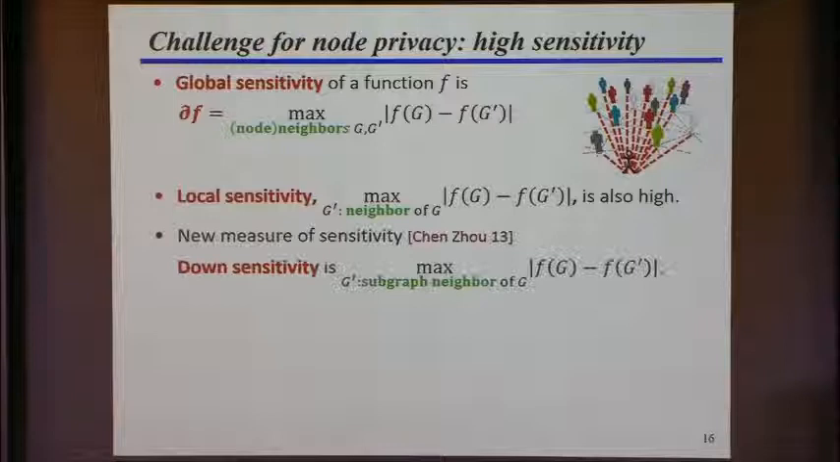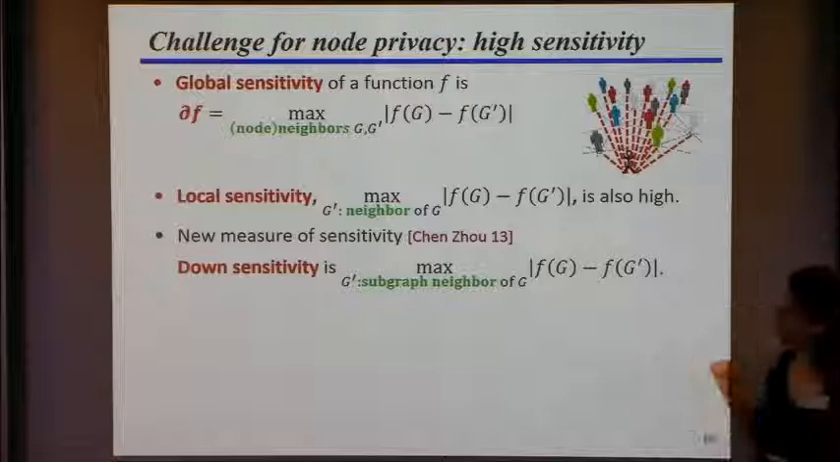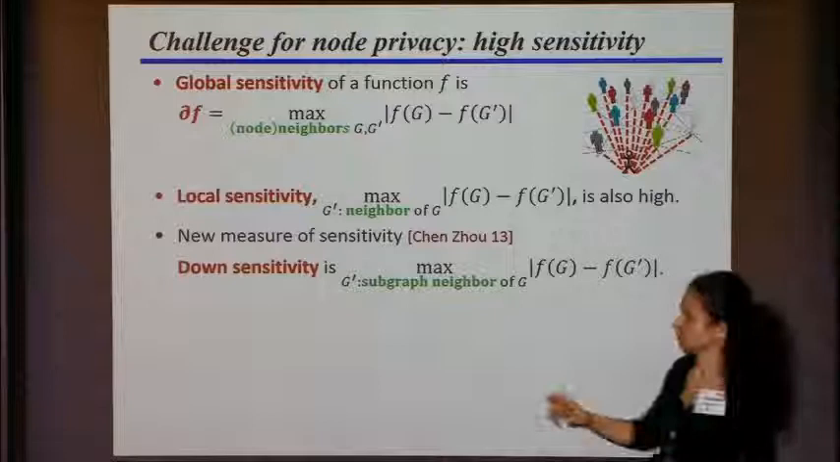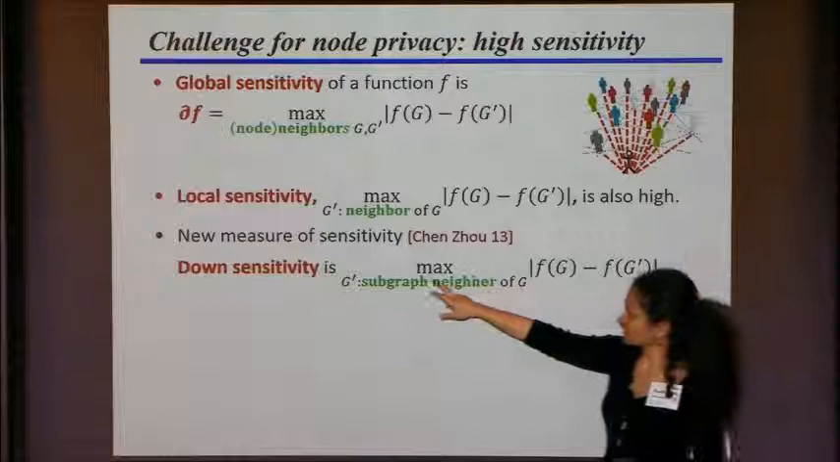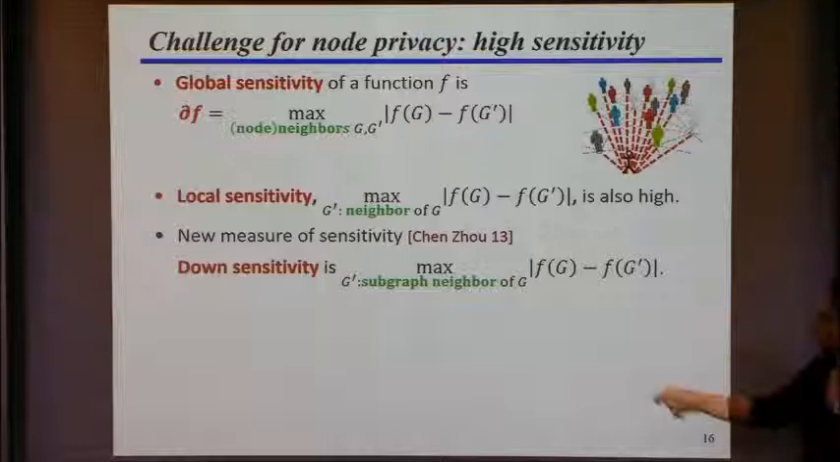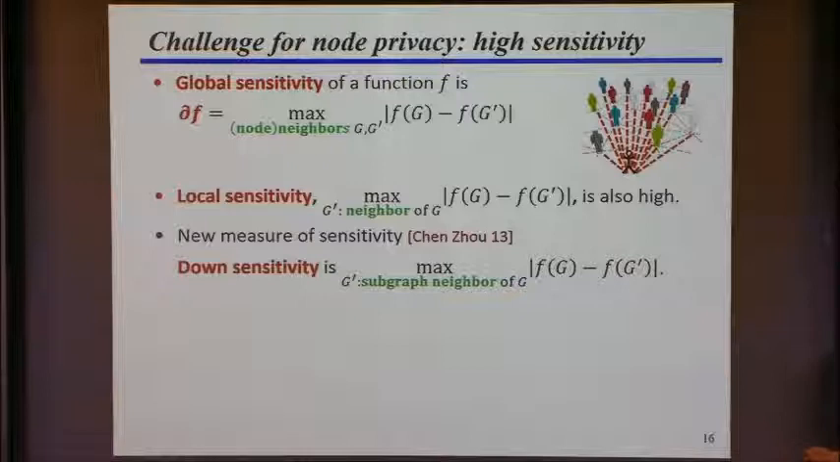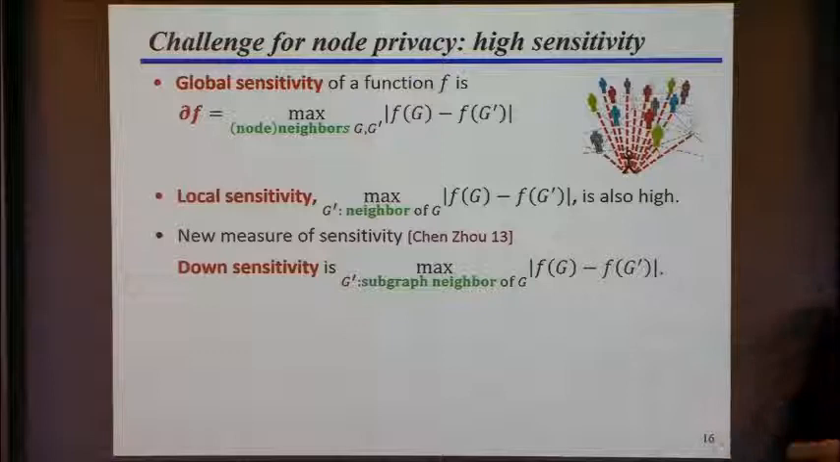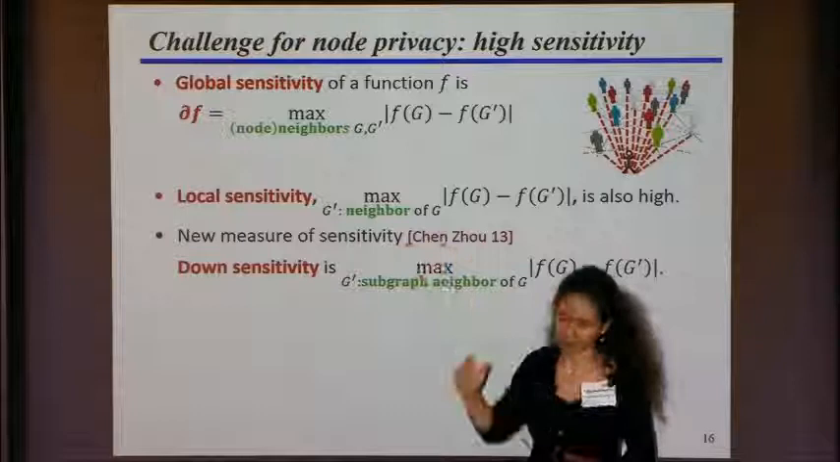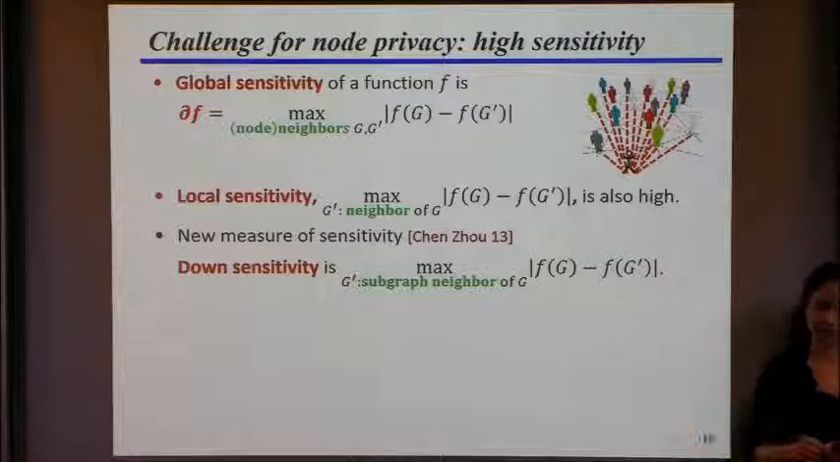So there is a new measure of sensitivity which is proposed in the recursive mechanism paper by Chen and Zhou, which I call down sensitivity. As I said, they changed their names. It's basically how much can I change the function by going from the specific graph that I'm given and removing a node and adjacent edges. Right, so here I'm allowed to do any operation, remove or add, and here I'm only allowed to remove. And for graph statistics, especially the statistics that we're looking at, this quantity is much lower. Right, so as I was showing, by adding a node connected to everybody.